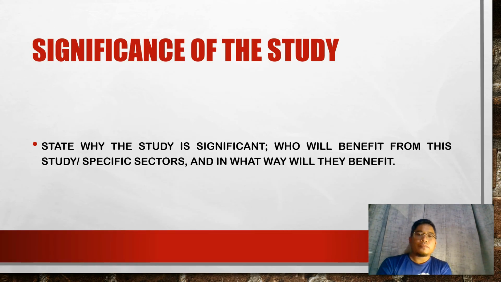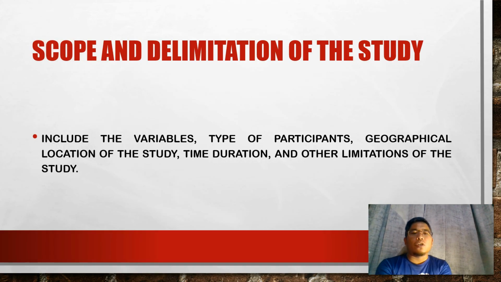Okay. So next to that is the scope and delimitations of the study. So it includes the variables, type of participants, geographical location of the study, time duration, and other limitations of the study. So here in scope and delimitation of the study, we will be giving the scope or the specific area in which the research is conducted. So basically, we will deal with people, like for example, the specific farmers of a specific area. So that would be your scope and the limitation of the study.